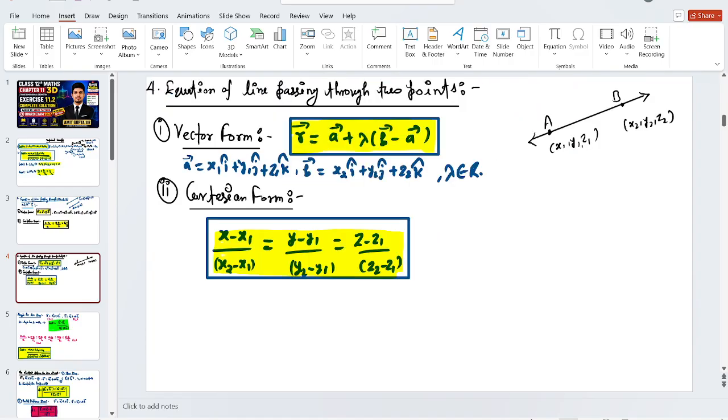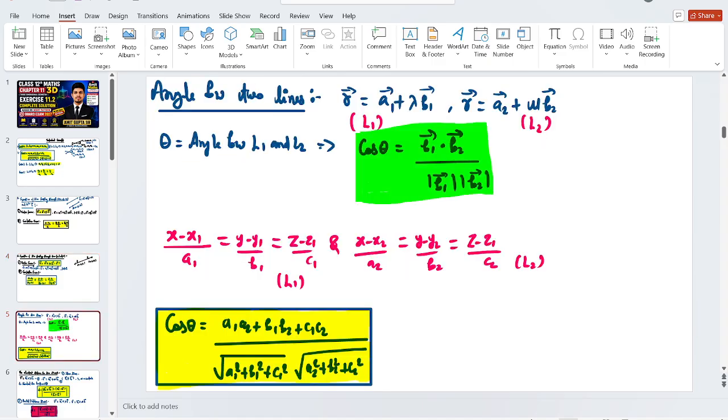Next is the equation of a line that passes through two points, A x1 comma y1 comma z1 and B x2 comma y2 comma z2. Its vector form equation is vector r equal to vector a plus lambda times vector b minus vector a. Vector a is the position vector of point A and vector b is the position vector of point B. I hope it is clear. Lambda is any real number, and its Cartesian form is x minus x1 upon x2 minus x1 equal to y minus y1 upon y2 minus y1 equal to z minus z1 upon z2 minus z1. This is the Cartesian form of the equation of a line passing through two points. So come to the next.